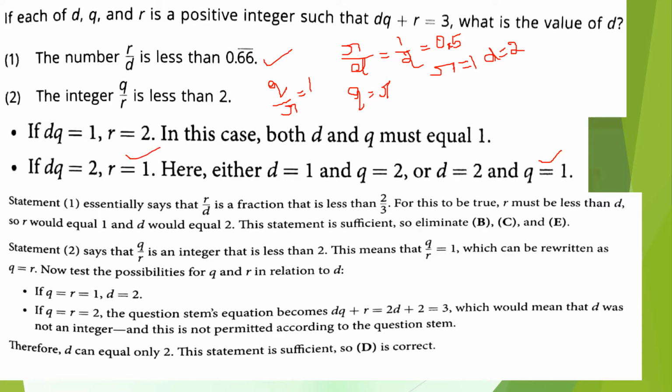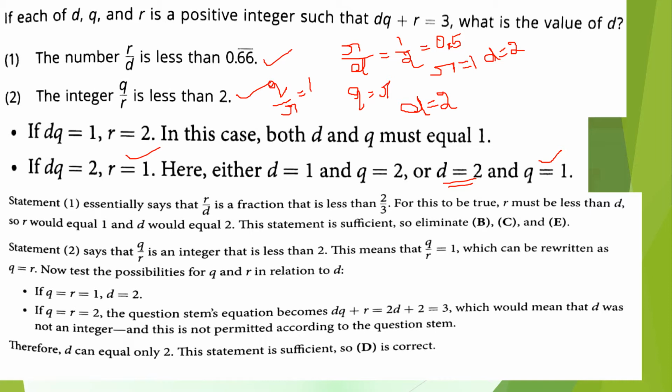Then what is the value of D? D is equal to 2. So from the second statement also you can determine the value of D. D is equal to 2. So each statement alone can answer the question. So option D is correct for the first problem. I hope all of you understood.